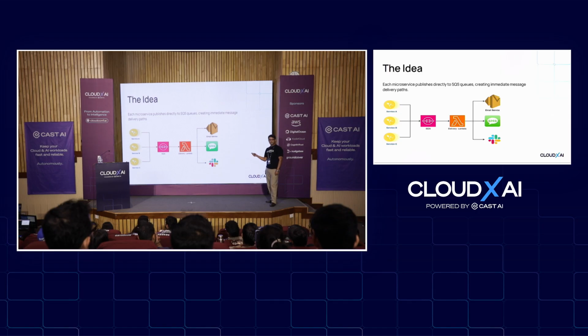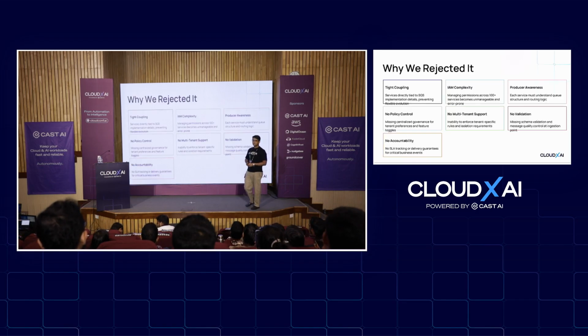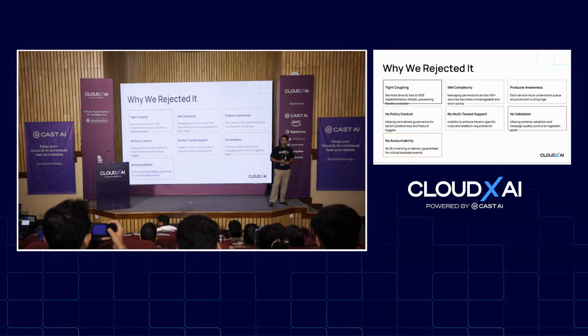Just dump the message into SQS, and then there's something called Lambda. Again, a serverless scalable compute with the pay-as-you-go model, again given by AWS. So the idea is simple. Services push to SQS, Lambda consumes it. Lambda knows how to deliver to emails, Slack or SMS providers, whatever is configured. So in this case, the idea looked very promising, but there were problems. The problem was there was a tight coupling now being introduced.